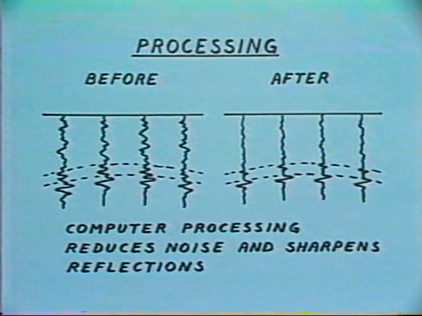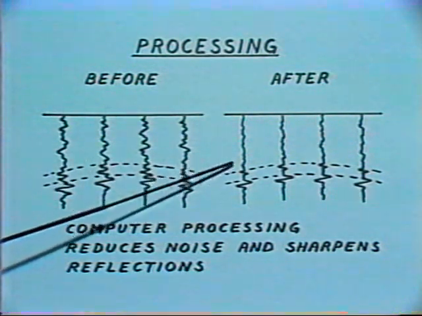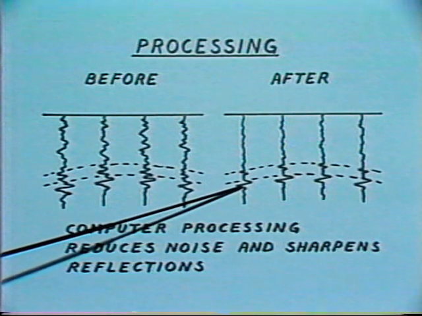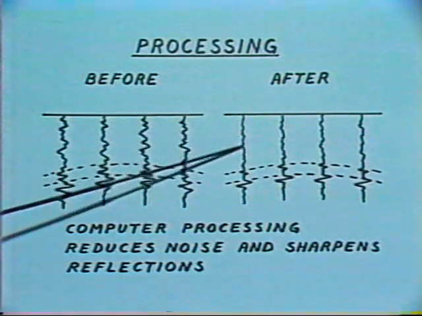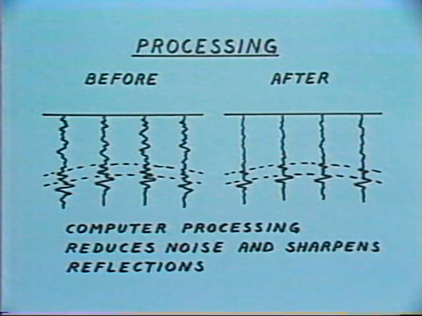So the basic aim of processing then, or one of the first aims, is to make the reflections visible on the display of the seismic traces. And then once the reflections are visible, we can measure the travel time of the reflections and go about calculating the depth of those particular reflectors.